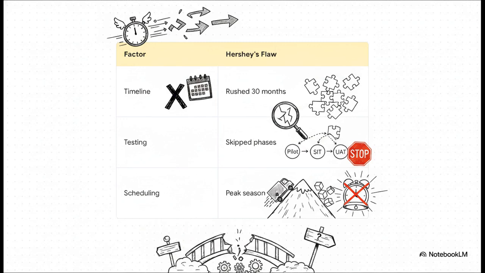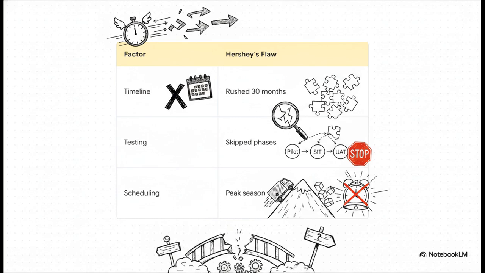A seasoned implementation team would never have signed off on their timeline. Hershey compressed a massive organizational transformation into 30 months. More critically, they skipped fundamental testing phases to meet that artificial deadline. In a standard implementation, testing involves a conference room pilot, systems integration testing, and user acceptance testing. Each phase is iterative. Gaps are identified, documented, and corrected. Hershey prioritized speed over operational certainty, leaving major system defects hidden until go live.